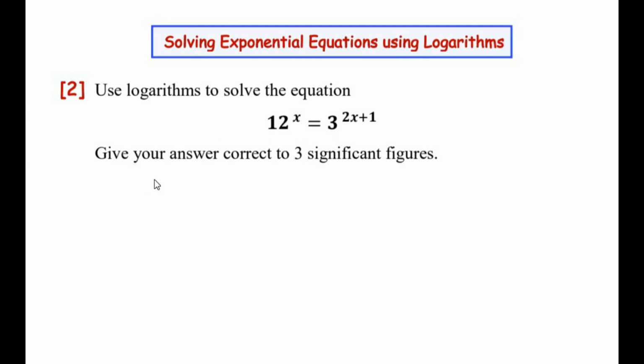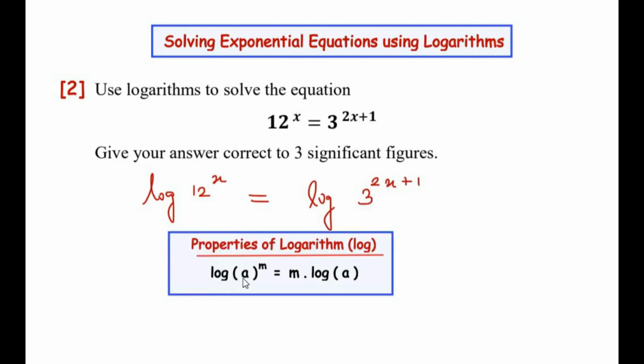So in this case we are going to take log on both the sides of the equal to sign. So we are going to write here log 12 to the power of x is equal to log 3 to the power of 2x plus 1. Now we are going to make use of a property of logarithm, which is log a to the power of m is equal to m times log a, the power comes out. We call this the power rule as well. So let us make use of the power rule and solve the left hand side.